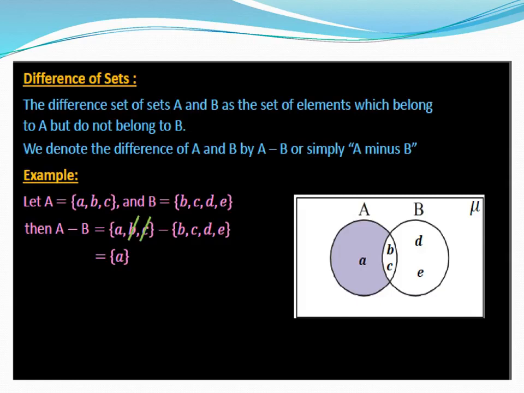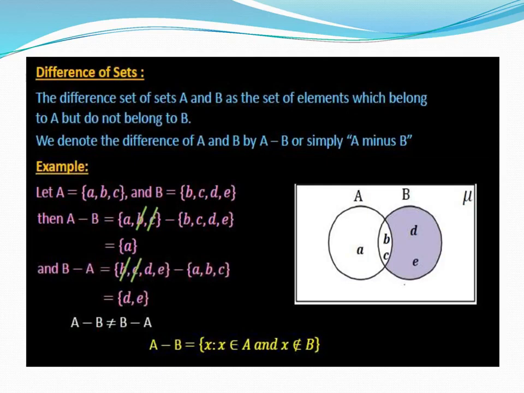Now this can be represented in the Venn diagram. First we can draw a rectangle box and we can represent mu. You can take two circles, one is the set A and the second one is B. The shaded part is containing A minus B. Here only element A is there. B, C are the common elements. Common elements are removed and the remaining elements in B are D, E. So we can represent this using Venn diagrams for the difference of sets.